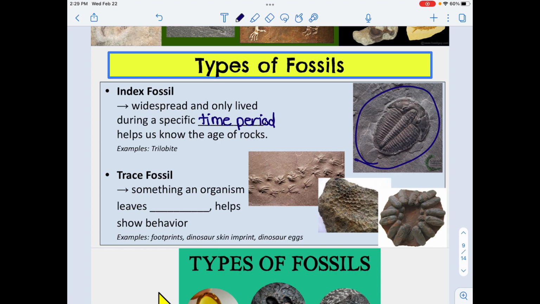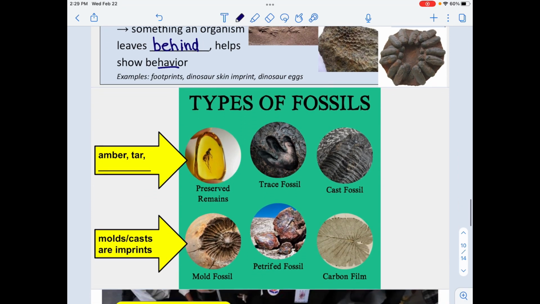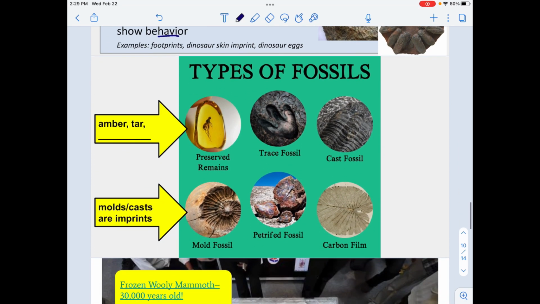Now, a trace fossil is something that's left behind, and it helps to show behavior. Okay, so some examples: footprints, dinosaur skin imprint, dinosaur eggs. Those kind of things that are left behind help to show behavior. Like they laid eggs, right? That's an important thing. All right.